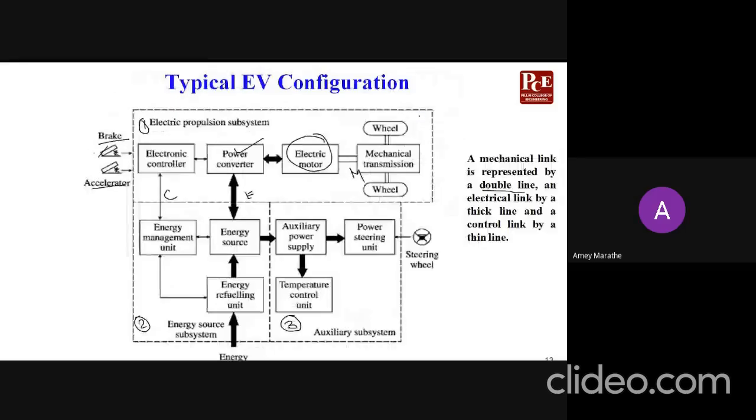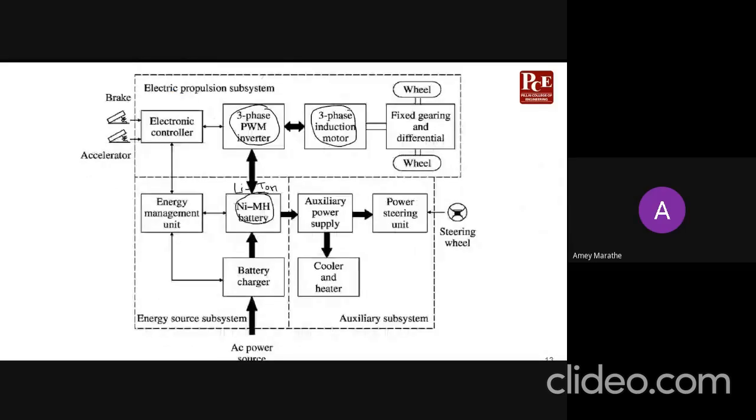In the mechanical transmission, I have fixed gearing and differential. We have spoken that we don't require a variable gearing, we require a fixed gearing. So if I want to draw a simplified diagram for an EV, what do I require? I require a motor, I will require this transmission, I will require this battery, I will require this power converter, and that is how all these things interact with one another.